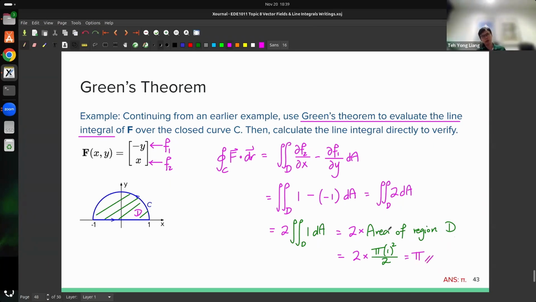So I've used Green's theorem to evaluate the line integral. Then I'm supposed to calculate the line integral directly to verify. But actually, just now I have calculated the line integral over the semicircular part already. Over this semicircular part, I call it C1. Let me just draw some dotted lines to show you.